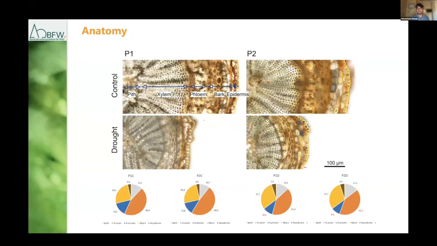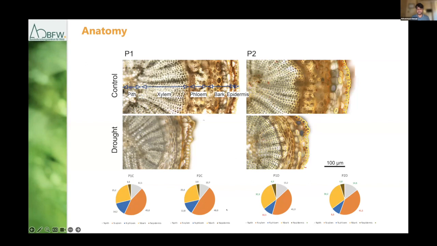Lastly, we did anatomical analysis from the stem sections. We were interested to understand how the stem anatomy is changing under drought stress, and whether there are differences between populations. And what we see here, again, is that drought stress severely affects the plant stem. As you can see, the size of the stem has reduced in both populations.